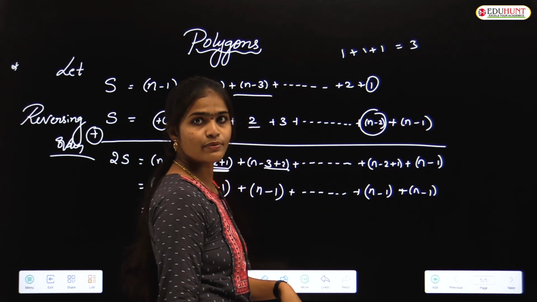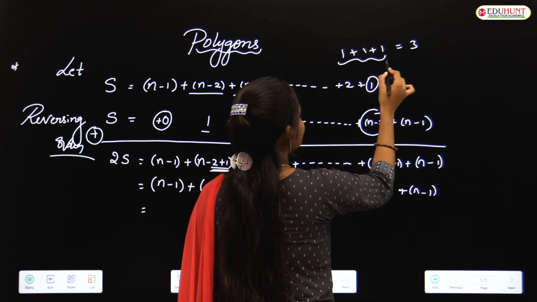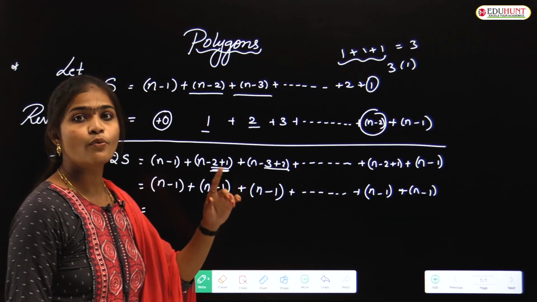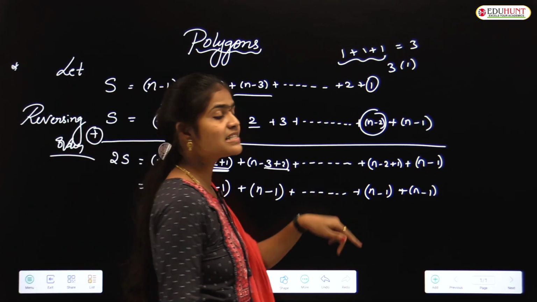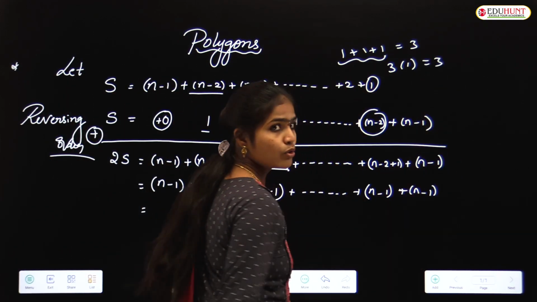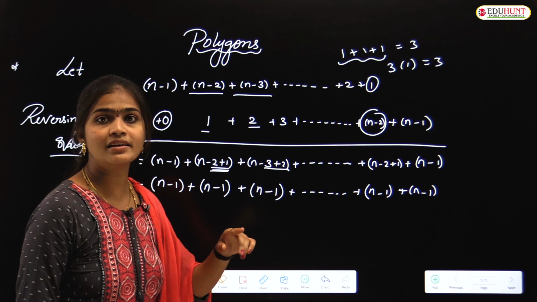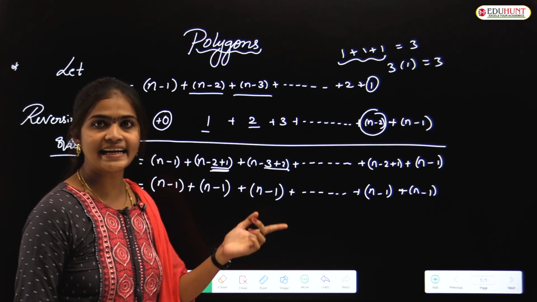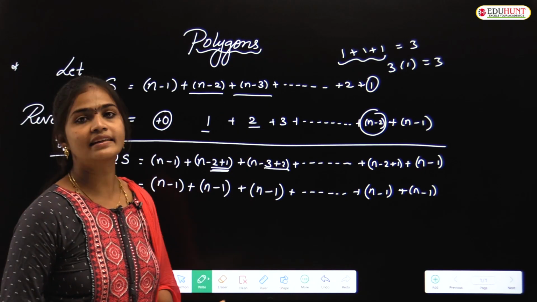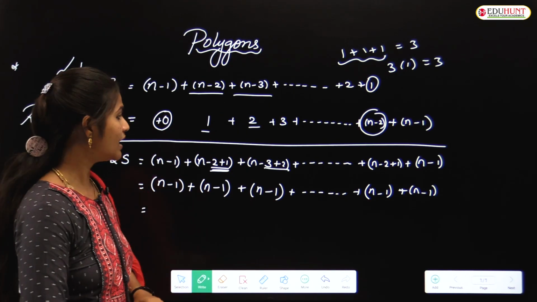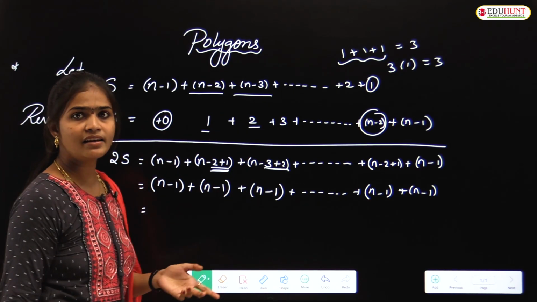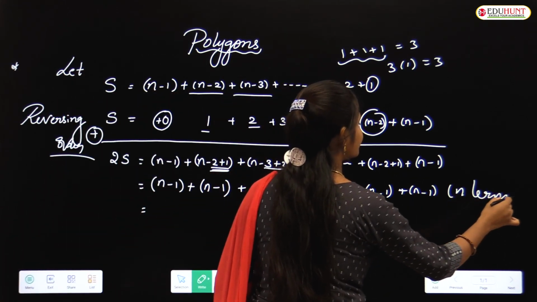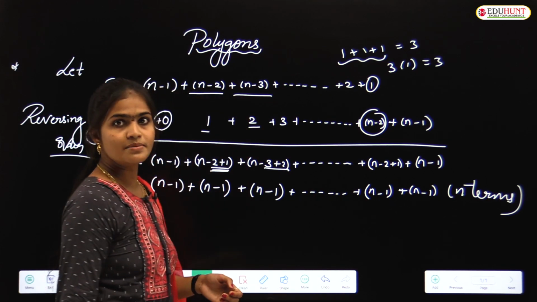In another way also we can express this. What is this? 3 times 1 is in repetition, that's why its result is 3. Why? Because multiplication is nothing but repeated addition. That's why we can take 3 into 1 also. So how many terms are there? We don't know that. That's why there are n terms. Number of terms, n terms.